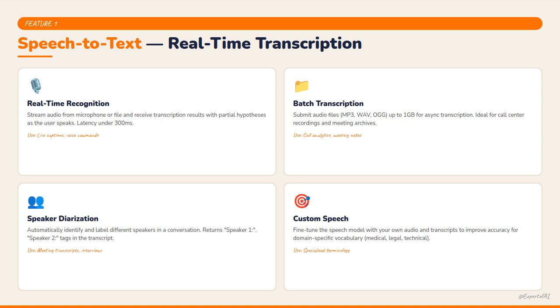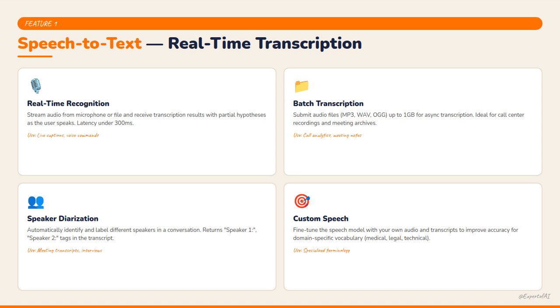Speaker diarization automatically identifies and labels different speakers in a conversation, returning speaker 1 and speaker 2 tags in the transcript. And custom speech lets you fine-tune the model with your own audio and transcripts to improve accuracy for domain-specific vocabulary, like medical, legal, or technical terms.